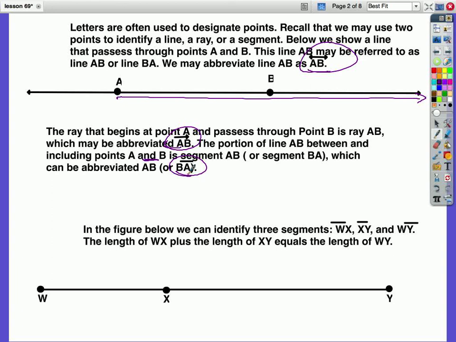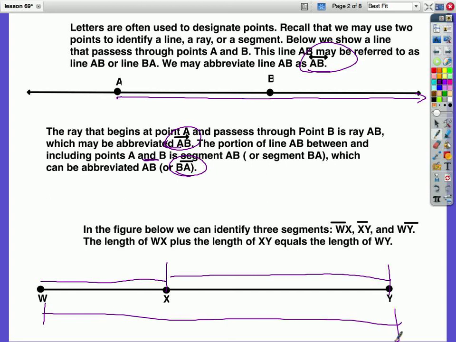So in looking at the bottom one, in the figure below we can identify 3 segments: segment WX, segment XY, and segment WY. The length of WX, there to there, plus the length of XY, there to there, is going to be equal to, or the same as, WY. Okay?